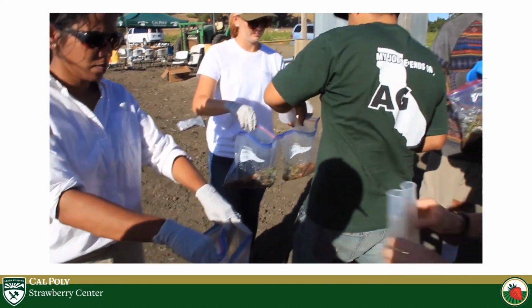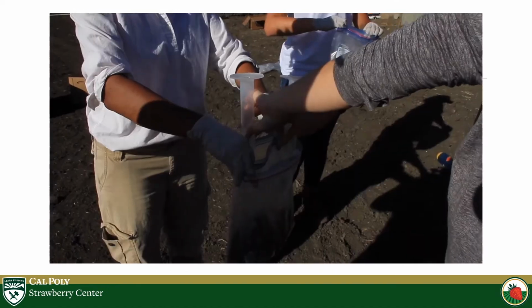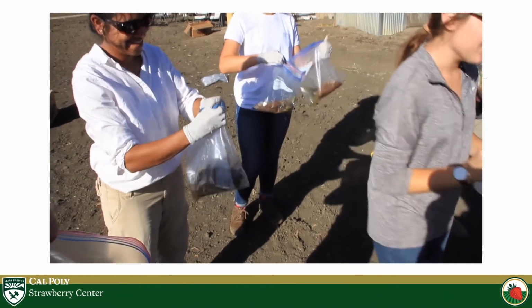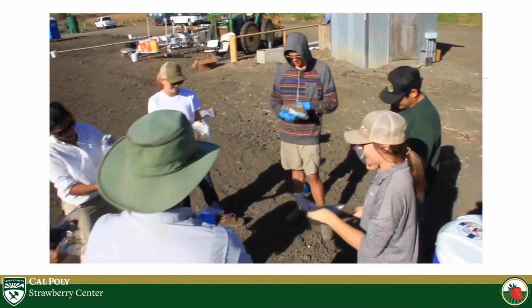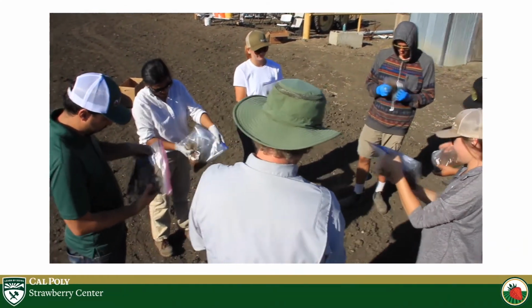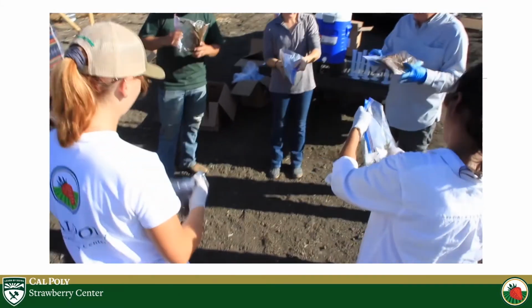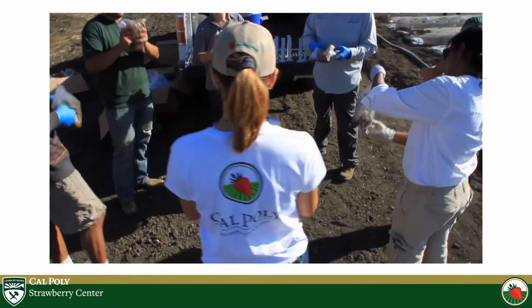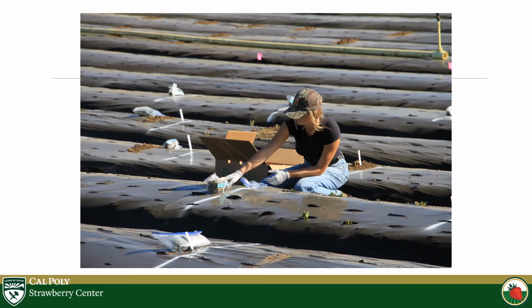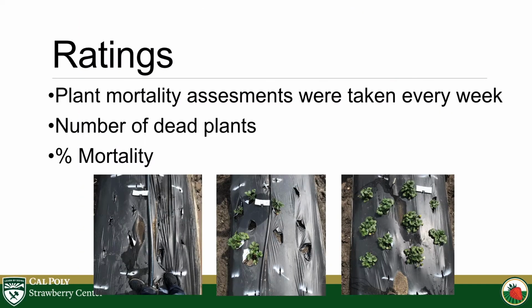Here in this video, you can see us pouring the inoculum into the bags, and then we seal and shake the bags for 1 minute. We make sure that all the plants get soaked in the inoculum, and then soon after the plants are soaked, we then take them into the field, and once in the field, we set them into its designated rep and plant. Our ratings occurred in a weekly event.